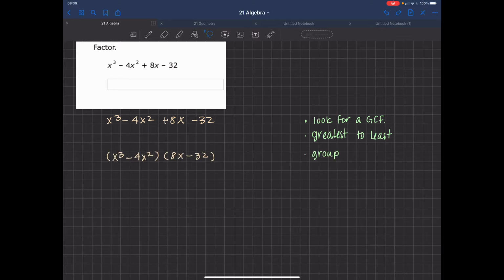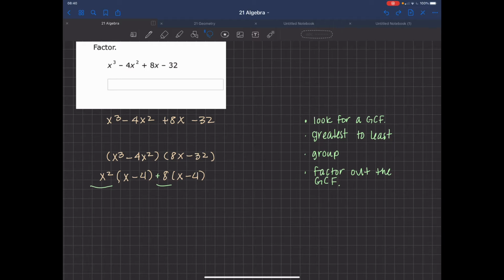Okay, next we need to group. So we're going to group the first 2 terms, x to the third minus 4x squared, and then we're going to group the second 2 terms, 8x minus 32. And then from here, I'm going to try and find my GCF. For the first group, my GCF is x squared, so that leaves me with x minus 4. With my second group, the GCF is 8, and that leaves me with x minus 4.